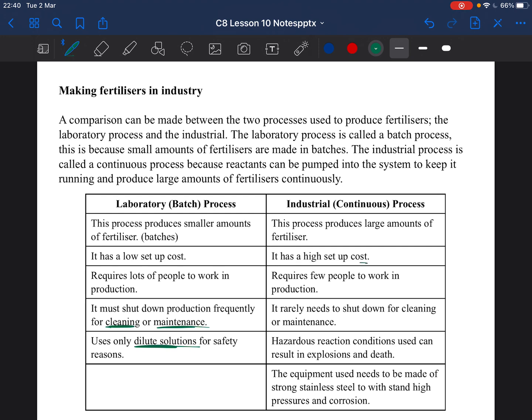And remember that high setup cost I talked about? This is one of the reasons for it. The equipment used needs to be made of strong stainless steel to withstand very high pressure and possible corrosion from our acids, which are at high concentrations. So we have lots of cost, but because it's producing these huge amounts, actually we make a lot of profit from continuous rather than batch processes.